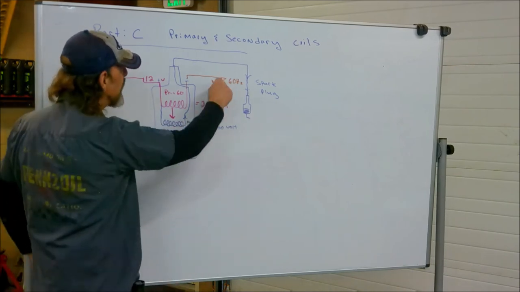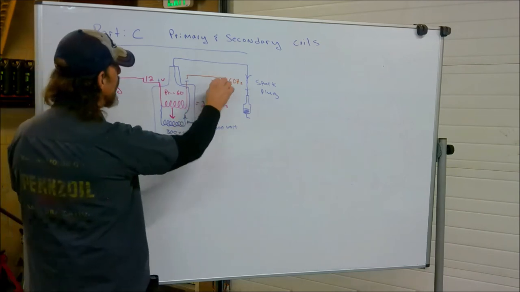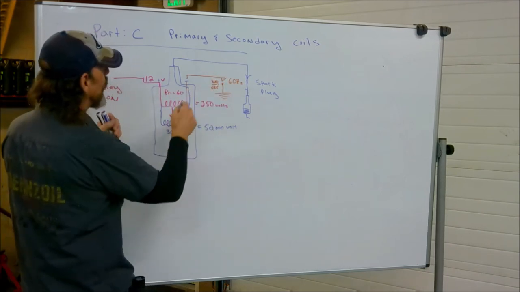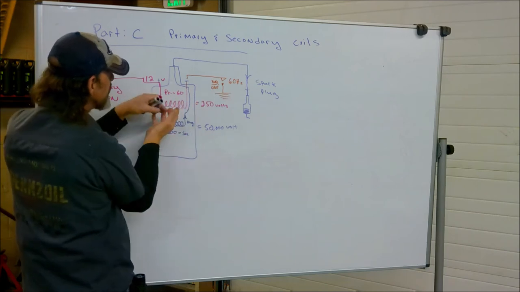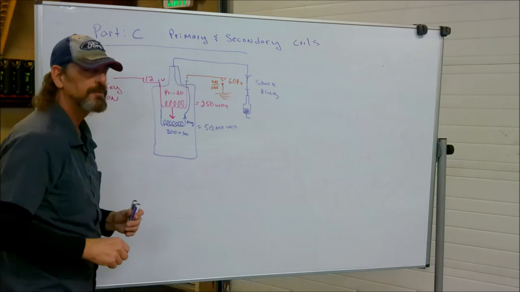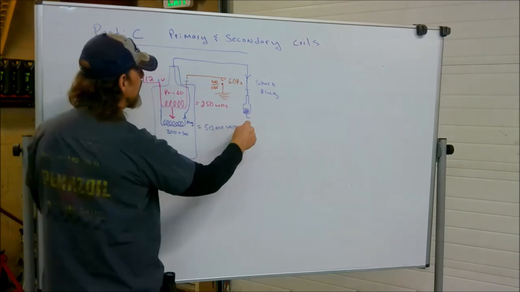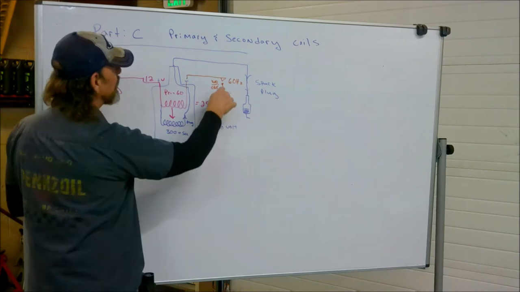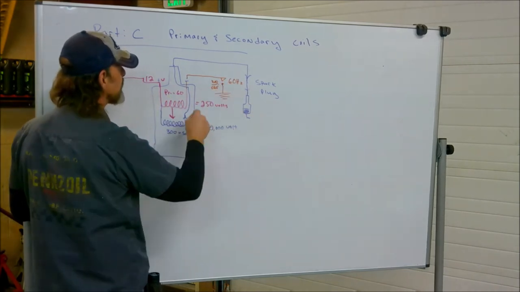Every time this closes, this coil charges. Here we go. Close, charge, open, fire. Close, primary charges, secondary charges. Open, the field collapses, fires the spark plug. It goes to ground here when it's closed. It goes to ground here when the switch is open. When this switch is closed, we charge. When this switch is open, it fires.